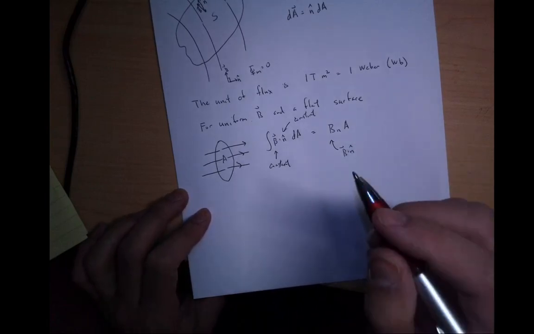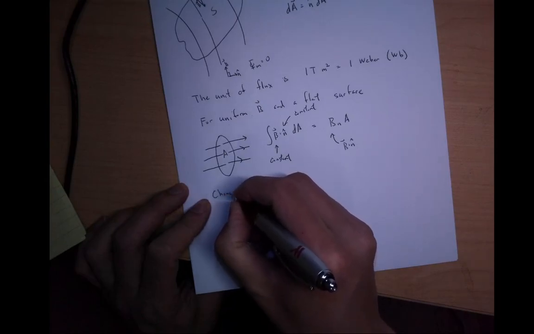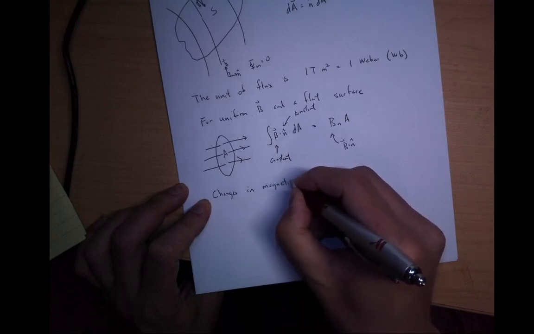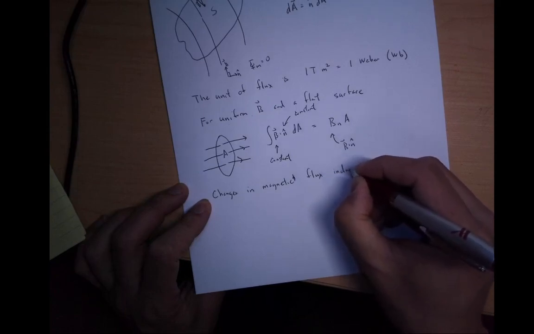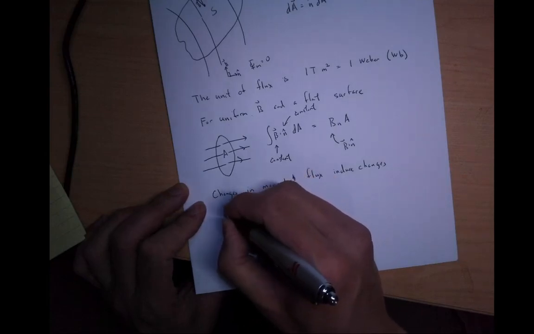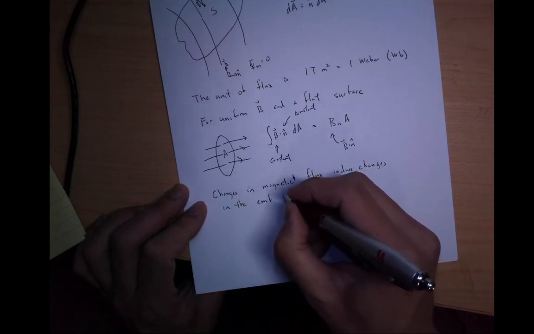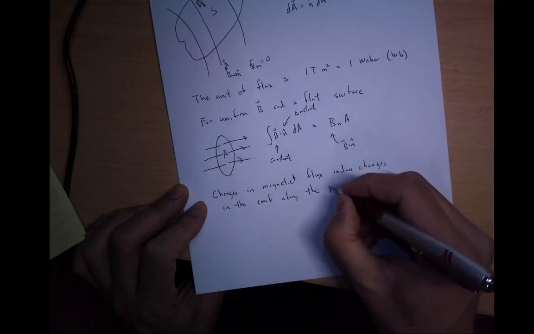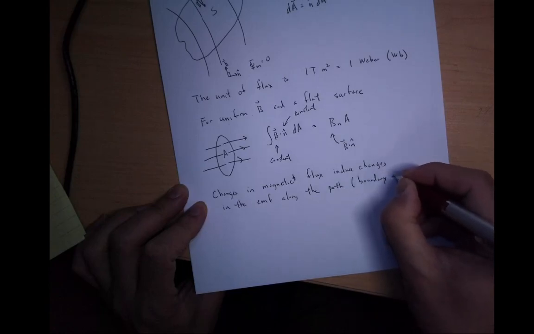Okay, now why do we care about magnetic flux? Well, here's a critical thing. Changes in magnetic flux induce changes in the EMF along the path, and what it means is really the boundary of the surface.